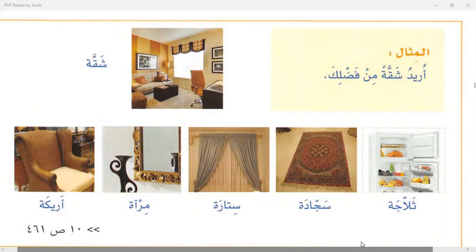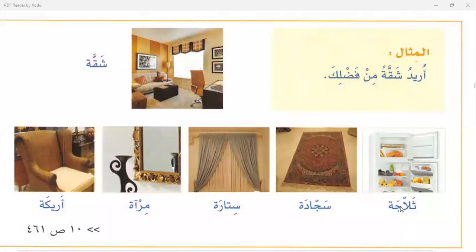Okay, Miss Fatu Bintu Kamara. Assalamu alaikum. Wa alaikum assalam. Uridu salajatan min fadlika, because it is the object of the sentence, it should have fatha. Uridu sajjadatan min fadlika. Uridu sayyaratan min fadlika. Uridu mir'atan min fadlika. Uridu arikatan min fadlika.